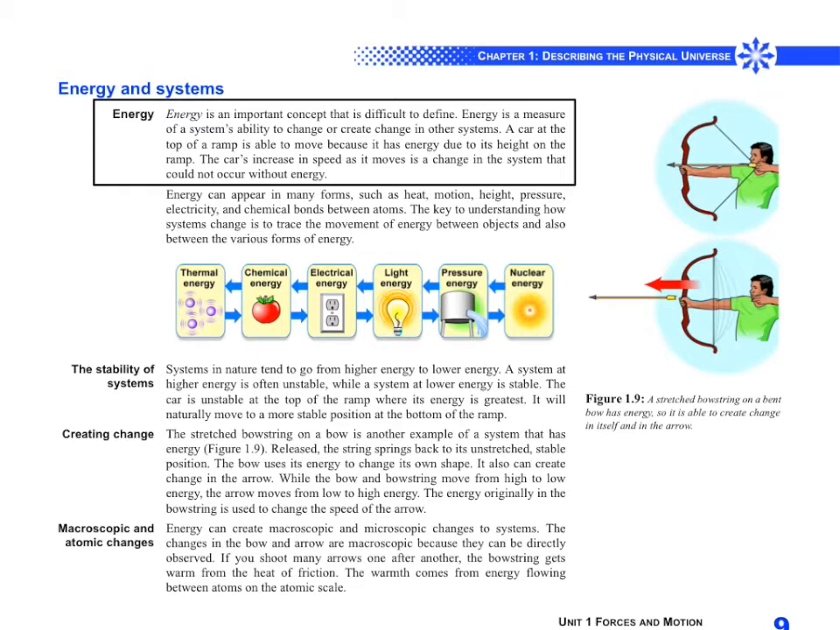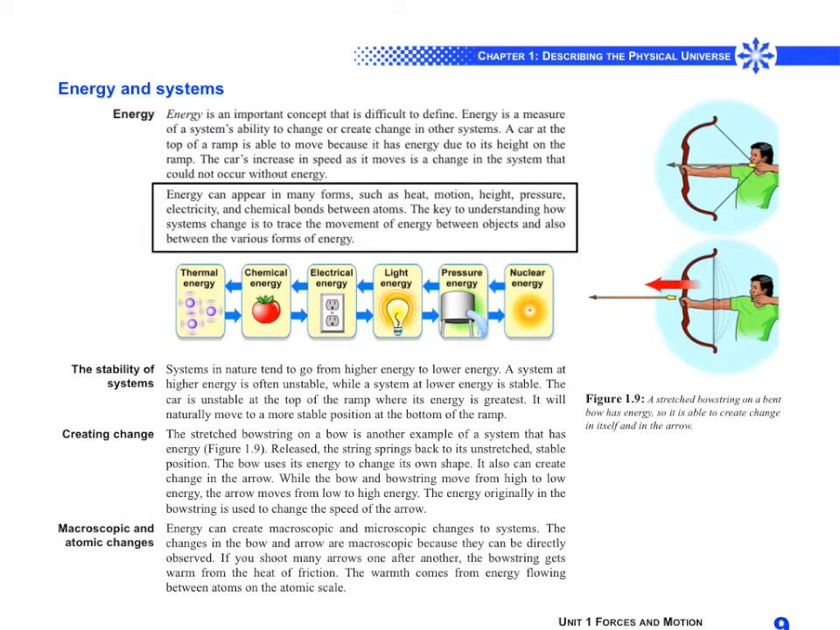A car at the top of a ramp is able to move because it has energy due to its height on the ramp. The car's increase in speed as it moves is a change in the system that could not occur without energy. Energy can appear in many forms, such as heat, motion, height, pressure, electricity, and the chemical bonds between atoms. The key to understanding how systems change is to trace the movements of energy between objects and also between various forms of energy.